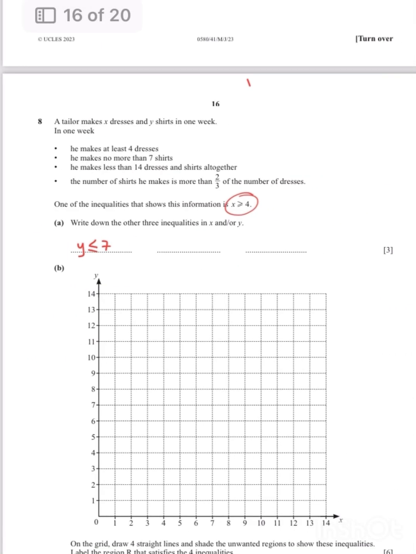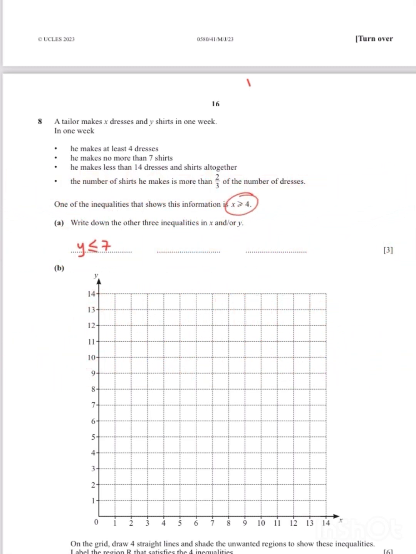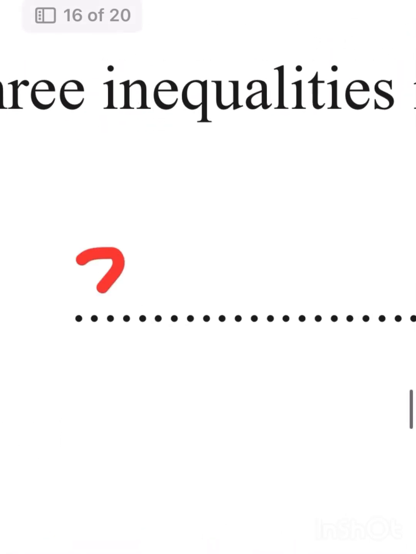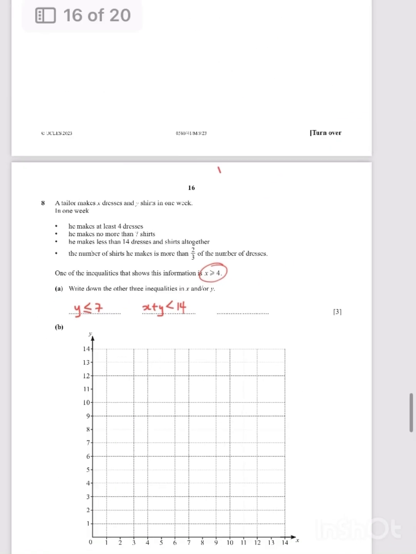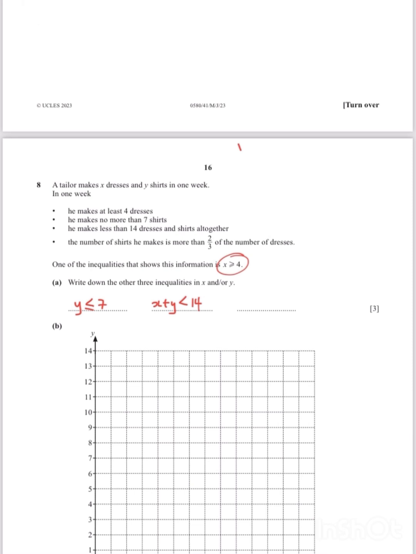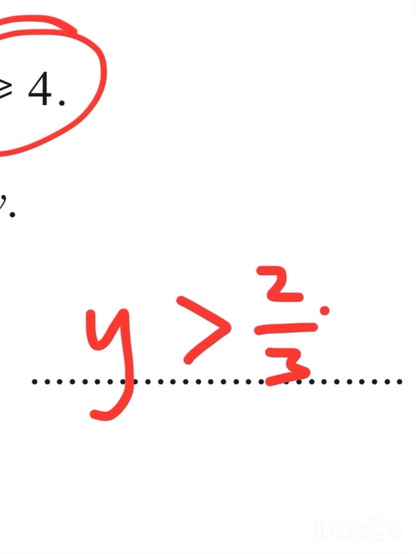That's fine. Then the next one, he makes less than 14 dresses and shirts altogether, so it means X plus Y is less than 14. Okay, the next one, it's saying that the number of shirts he makes is more than 2/3 of the number of dresses. So it means that Y is greater than 2/3 of x.